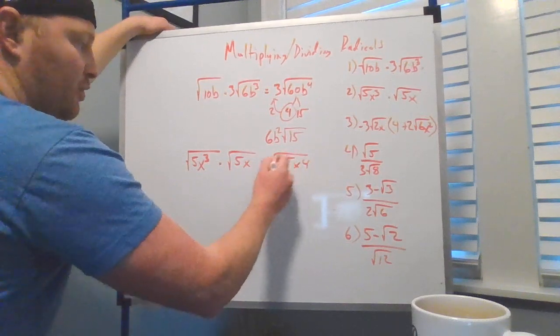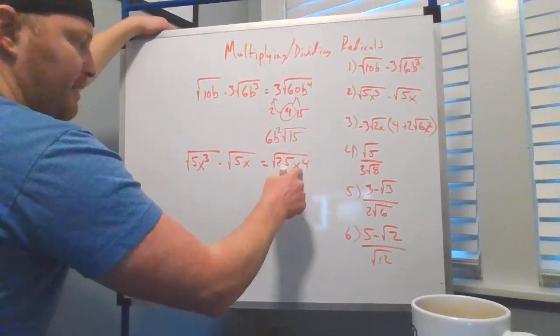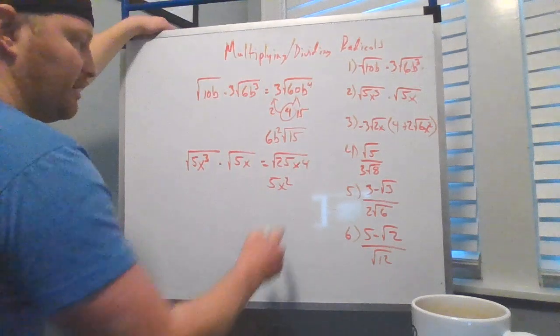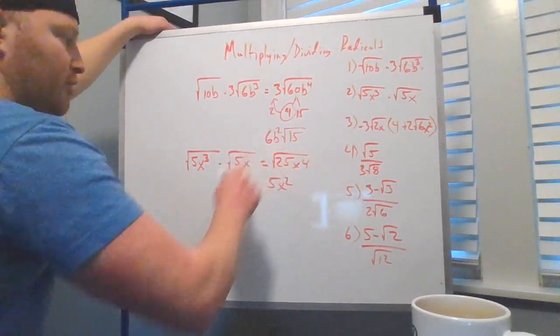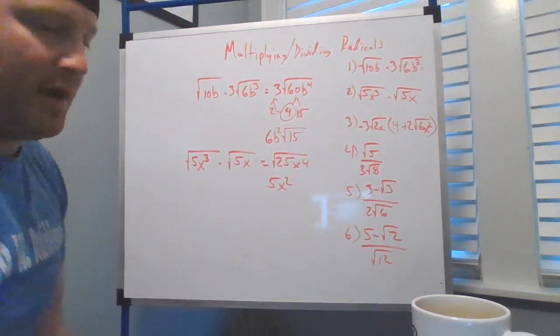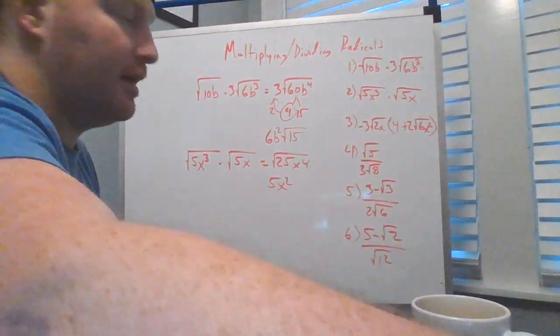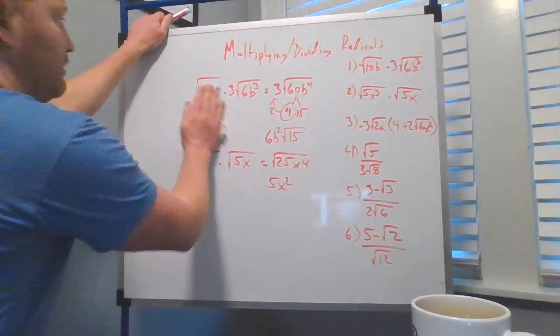This one's really nice. This whole thing comes outside as a 5, and this comes outside as x to the 2nd, because remember, you do power 4 divided by root 2, and you get to the power of 2. Okay? Let's go on to number 3.